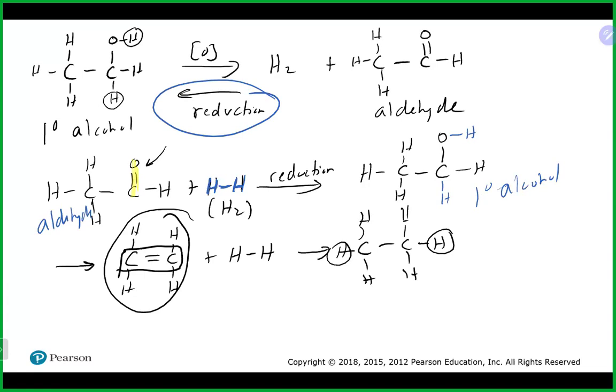So if you oxidize the primary alcohol, you get an aldehyde. And then if you reduce an aldehyde, you get back your alcohol. So again, they are direct opposites of each other. And it happens the same way as it does with an alkene. You just take the double bond and make it a single bond. The same thing happens when we looked at our secondary alcohol.